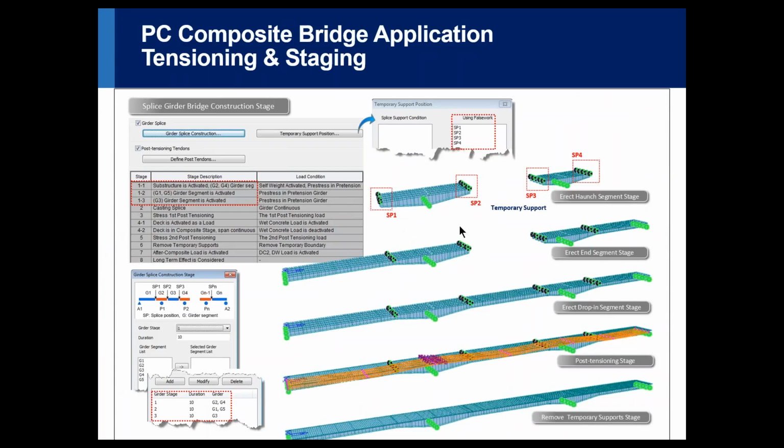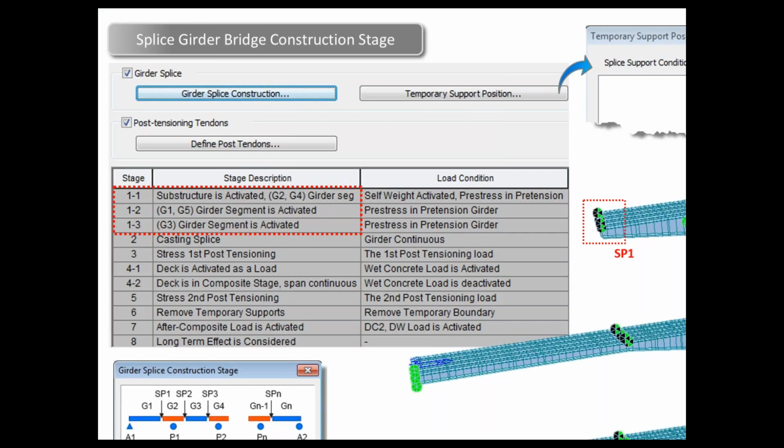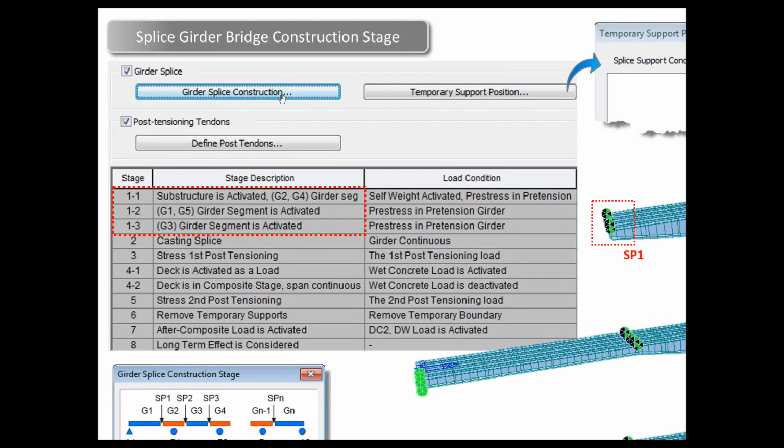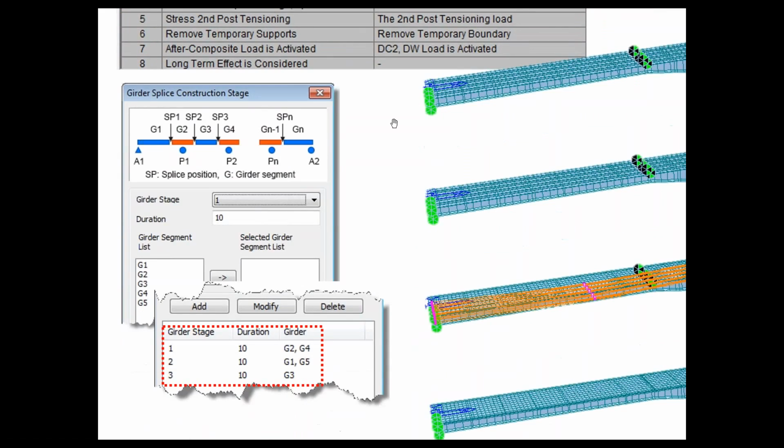And also in terms of staging, this is a screenshot for a splice girder construction stage example. Basically, the wizard will have a certain format set up already, but you can always customize the girder splice construction or details about the post-tensioning, such as which will be the first post-tension and which the second. That information can either be taken care of by the wizard, using the most conventional approach, or you can control it so that you can reflect all the details you need for your individual projects.